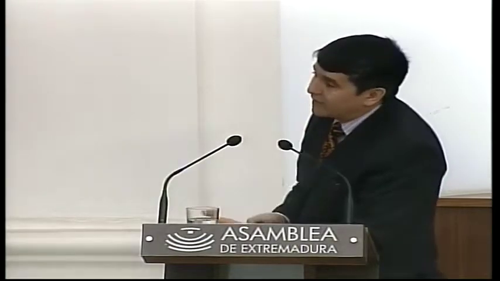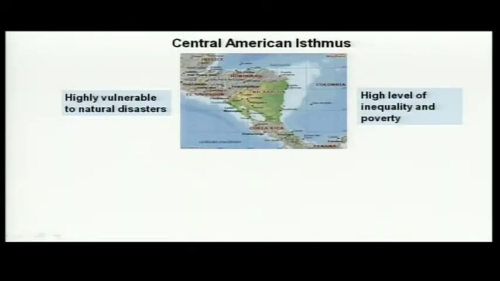The second segment that we are referring to is the work done by Dr. Ronald Ramirez in Nicaragua, representing the Central American and Caribbean Miskito and Mestizo populations. This is very interesting because we are referring to the Isthmus of the Americas, with a high level of inequality and poverty, and a highly vulnerable area to natural disaster, as most of you know.